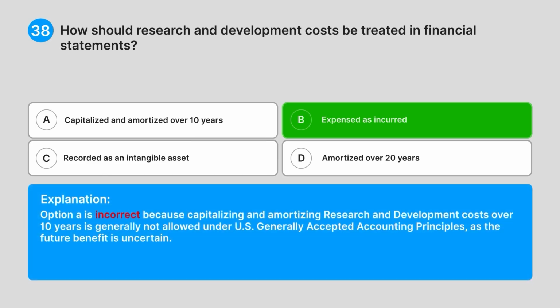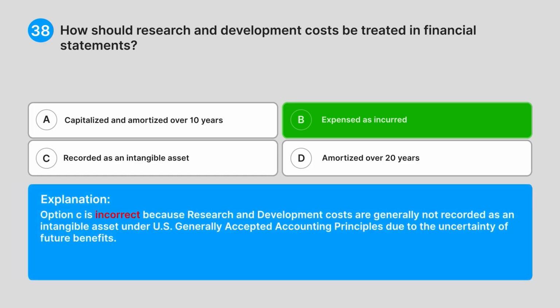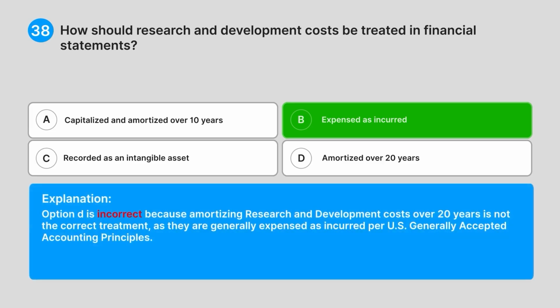Option A is incorrect because capitalizing and amortizing research and development costs over 10 years is generally not allowed under US generally accepted accounting principles, as the future benefit is uncertain. Option C is incorrect because research and development costs are generally not recorded as an intangible asset under US generally accepted accounting principles due to the uncertainty of future benefits. Option D is incorrect because amortizing research and development costs over 20 years is not the correct treatment, as they are generally expensed as incurred per US generally accepted accounting principles.